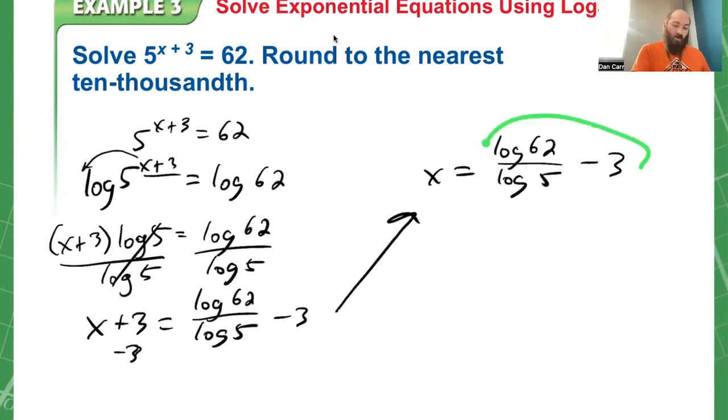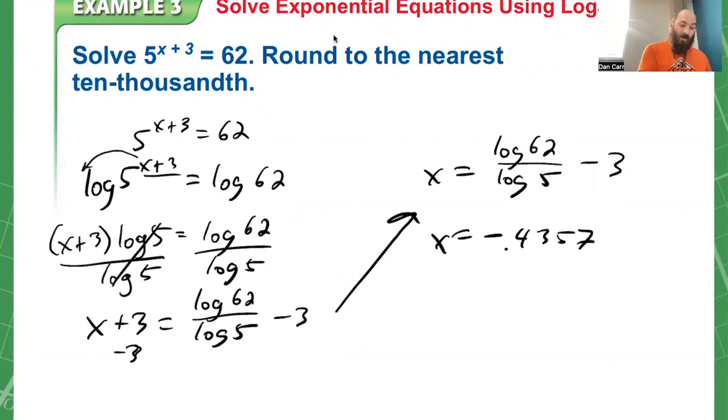This is what goes in my calculator, and I'm going to round it to the 10,000th. Any scientific calculator has logarithms on it, you just have to find that button. So log of 62 divided by log of 5, and then subtract 3. And x comes out as negative 0.43, tenths, hundreds, thousands, 10,000ths, so 4 decimal places. So negative 0.4357. That's how I get to that.